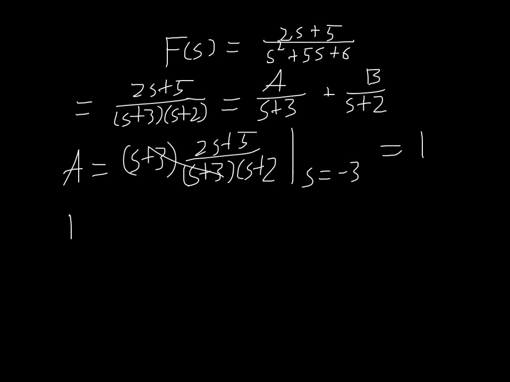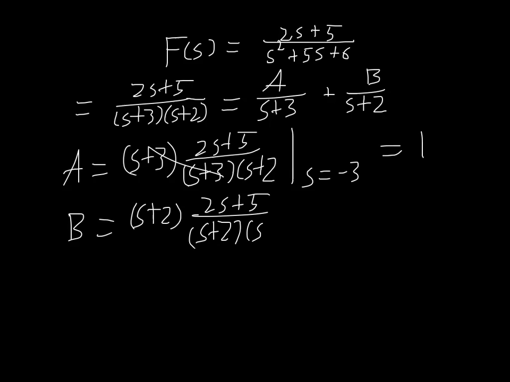And you do a similar thing for B, s plus 2 this time, times 2s plus 5 over s plus 2, s plus 3. And now these cancel. We're left with this. And so we want to evaluate where s is minus 2. And you should also get that B is equal to 1. So we have our factors. A is 1 and B is 1.